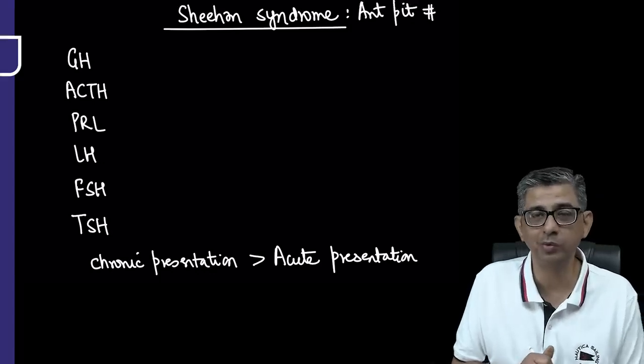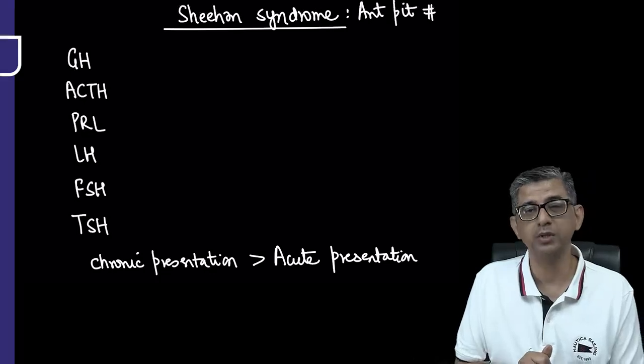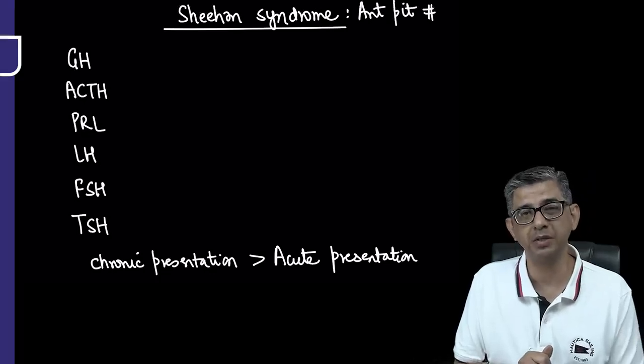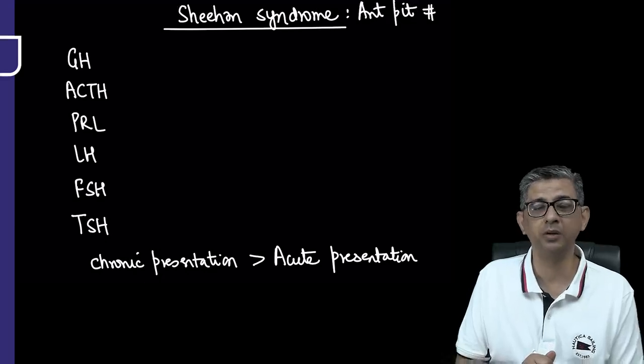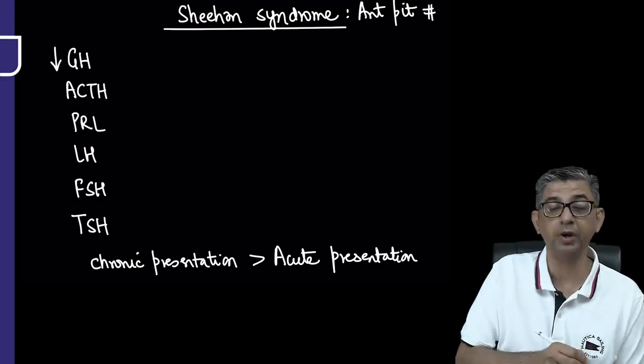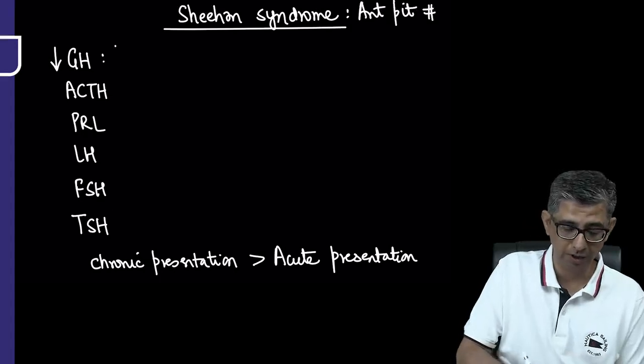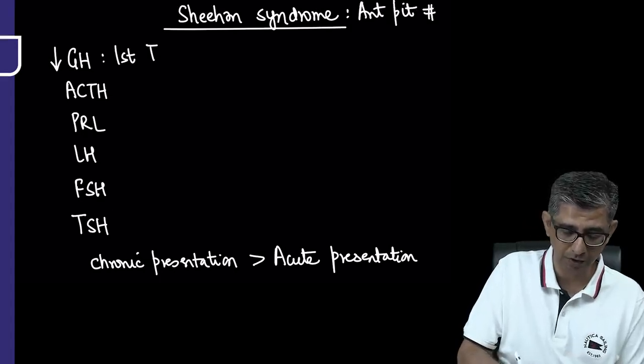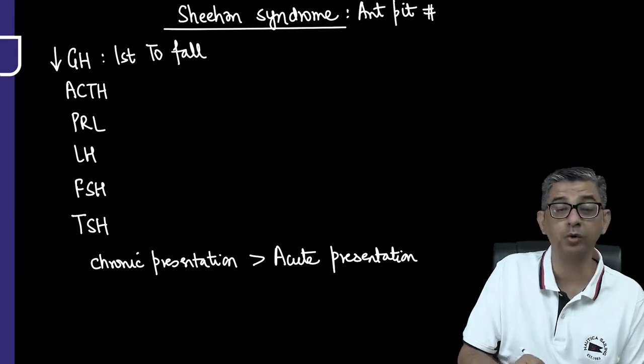Now, the logic to be used is that somatotropes per se occupy maximum space in the pituitary. They're the most abundant cell in the pituitary. Once the blood supply of the pituitary is hampered, somatotropes would be affected and the growth hormone levels will begin to fall. The question said, what is first to fall in patients of Sheehan syndrome? Answer is growth hormone levels.